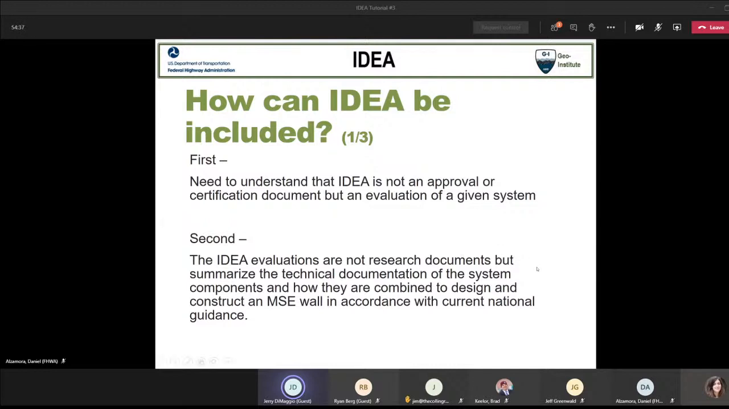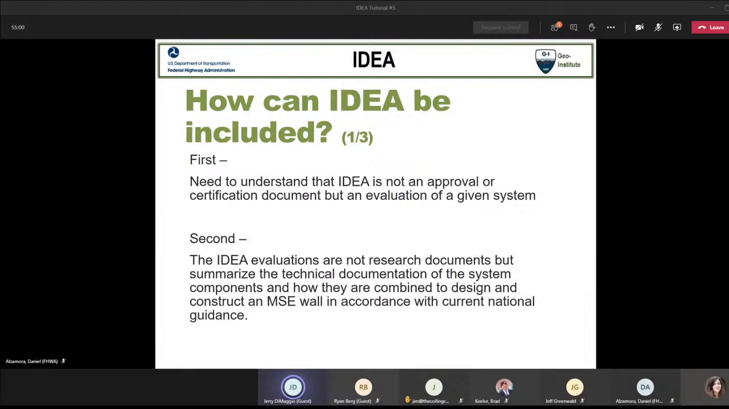These IDEA evaluations are quite succinct. They're not research documents, but they're meant to summarize the technical summarization of the system and how they're combined to design and construct a wall in accordance with national guidance. And that being, again, depending on the agency, FHWA guidance and AASHTO guidance, and in particular state guidance.